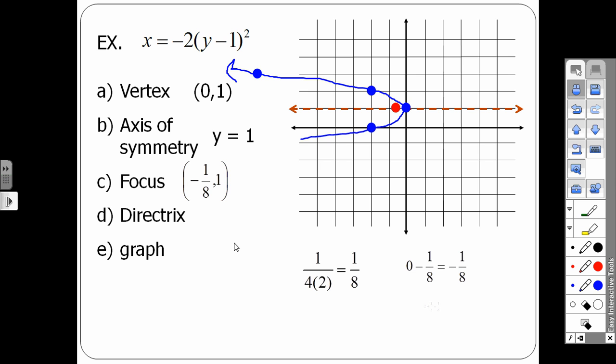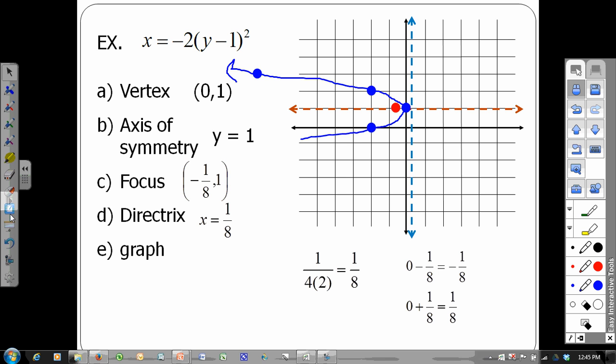Okay, directrix, same thing, only this time the directrix is going to be to the right. It's going to be over here. So you're going to have to add 1/8. So that's just going to be 1/8, right? But this is going to be a vertical line, so that's x equals 1/8. So there you go. And that's it. Okay, hopefully that wasn't too overwhelming, and once you do a whole bunch of problems and practice, it won't be so bad. All right, there you go.